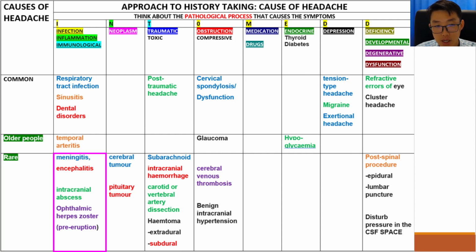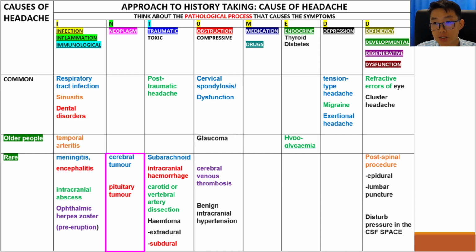The last row demonstrates rarer but potentially more serious causes. The first column shows infective cause. These include infection or inflammation of the lining of the brain known as meningitis, or infection of the brain itself known as encephalitis. Formation of pus in the brain known as intracranial abscess also present with headache. Pre-eruption of shingles affecting the cranial nerve number 1 known as ophthalmic herpes zoster can also present with headache. Because these are infective causes, they also present with temperature as well.